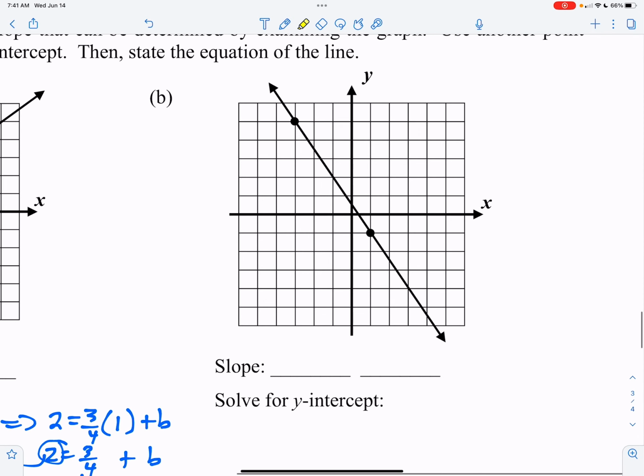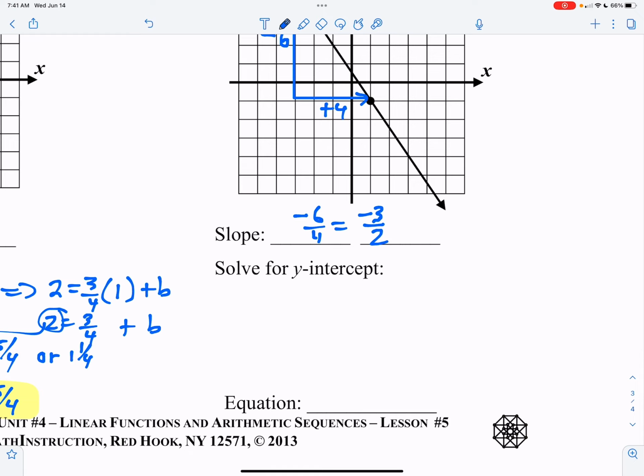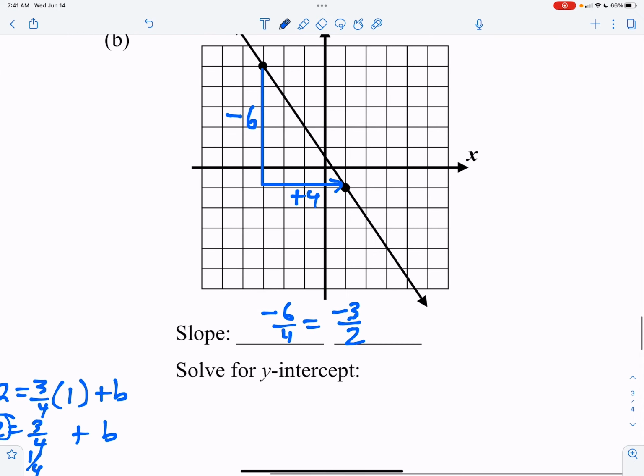Okay, in part 2b, we're going to go down 1, 2, 3, 4, 5, 6. We have a rise of -6 and a run of 1, 2, 3, 4. So -6. I said -4, didn't I? +4, sorry. Because you're going to the right. So our slope is -6/4, which when you reduce this, 2 goes into 6 3 times, 2 goes into 4 2 times. So -3/2 is our slope.